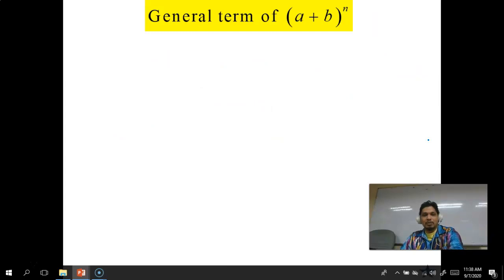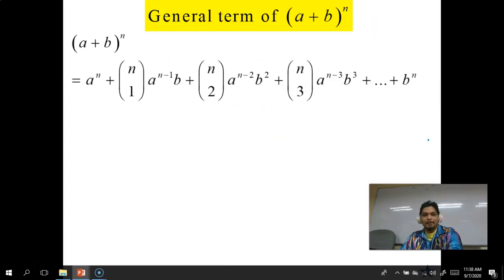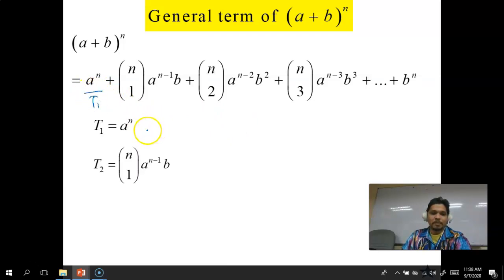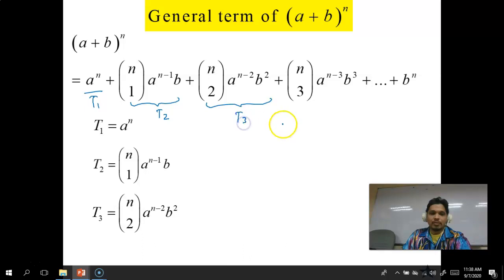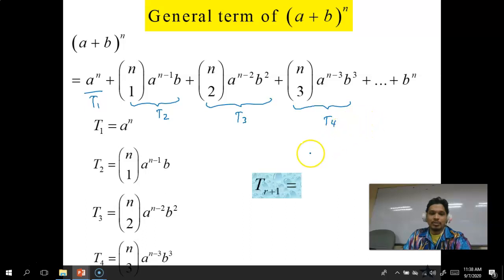Okay, general term of (a + b) to the power of n. So this one here now, the first term is a to the power of n. This we consider as the first term, and this is the second term, T3, T4, and so on.